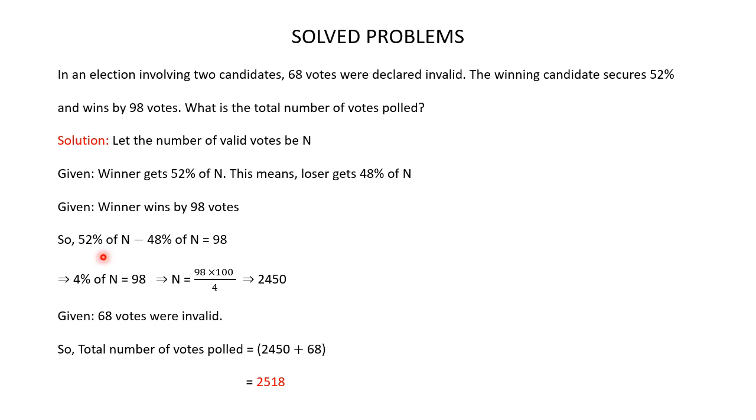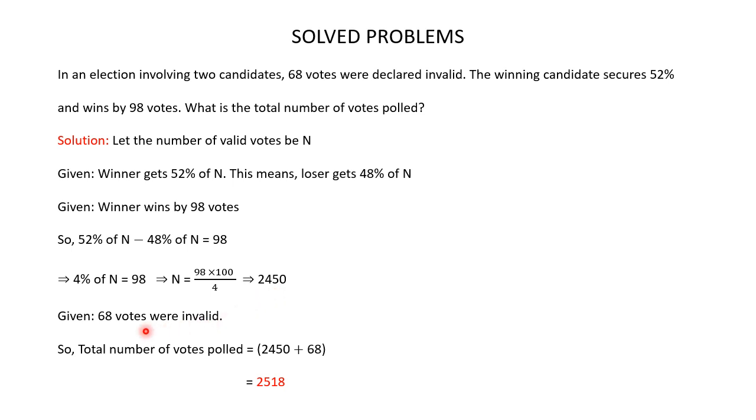So 52% of n minus 48% of n is equal to 98. 52% minus 48% is 4%. So 4% of n is equal to 98. Or 4 divided by 100 multiplied by n is equal to 98. On cross multiplication, we get n is equal to 98 multiplied by 100 divided by 4. On solving, we get n is equal to 2450. This means that the number of valid votes in the election is 2450.